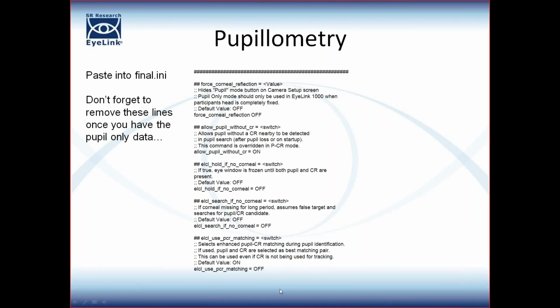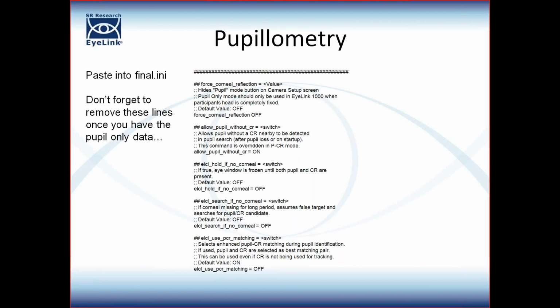First, if you're going to try to get our eye tracker to record a printed black circle, you're going to have to tell it not to look for a corneal reflection because it's not going to find one. And it looks a bit complicated, but again, this is here simply so that you can cut and paste from this PowerPoint. You paste these lines into final INI, and you then relaunch the eye tracker.